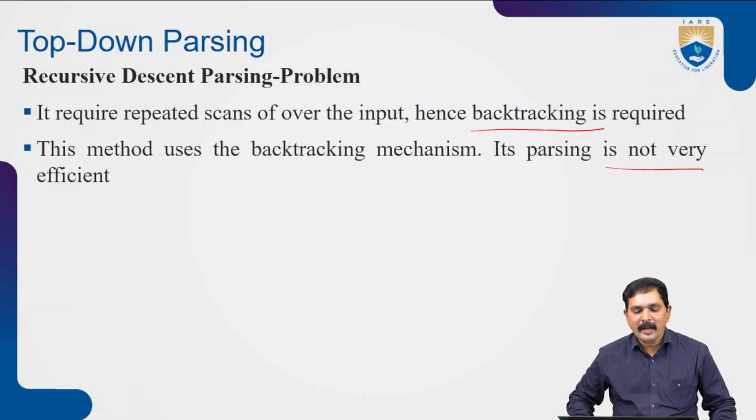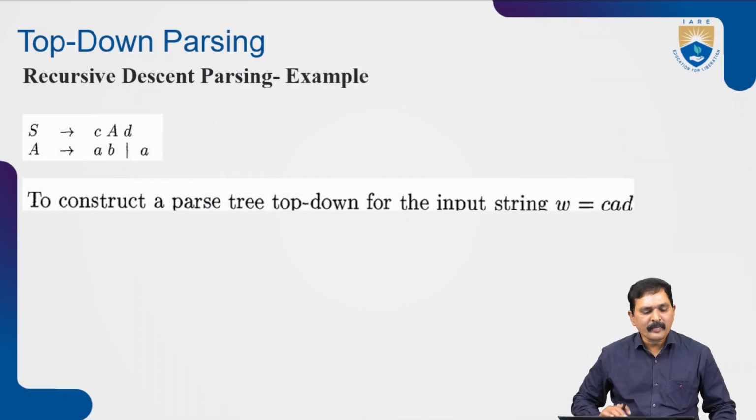With backtracking you are getting the solution. You achieve your expected input string, and it will be matched in most of the cases. But the only thing is it's a time consuming process, so its parsing is not efficient. So this is the discussion about recursive descent parsing, and now we go for a good example regarding recursive descent parsing.